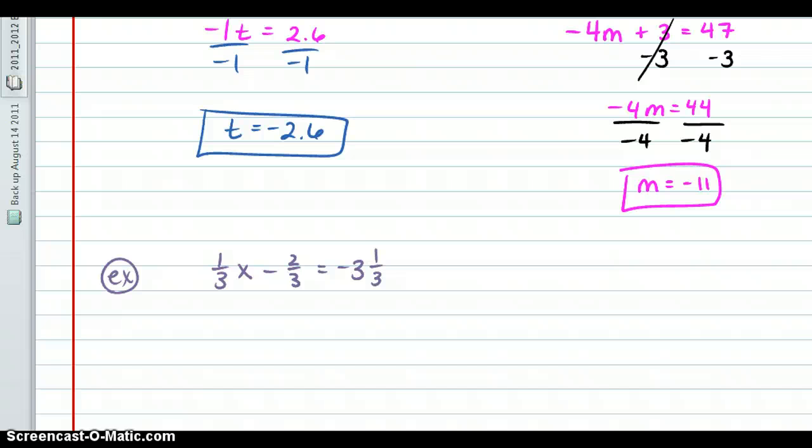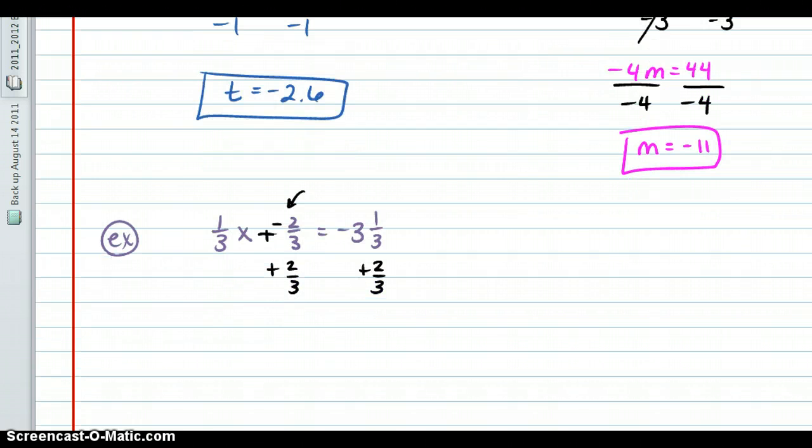Okay, so 1/3 x minus 2/3 equals -3 1/3. You always want to ask yourself, what would you do if they weren't fractions? What if this was just 3x minus 3 equals -3? You'd focus on that minus sign. You'd rewrite it as plus negative. And you would undo any of that addition or subtraction first before attacking the multiplication. So here I have a -2/3. In order for a -2/3 to drop out, we would add 2/3 to each side. So that's exactly what I'm going to do.